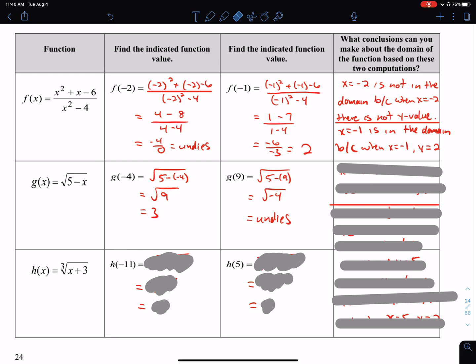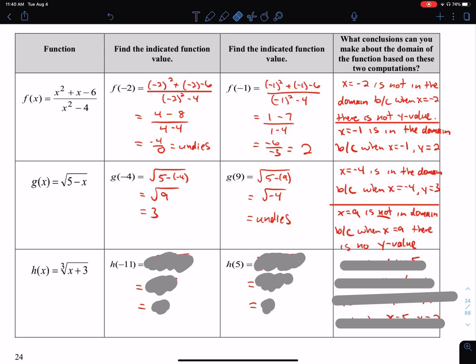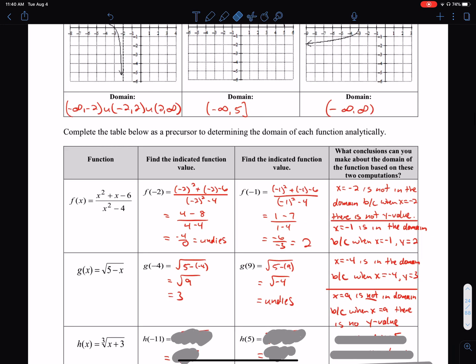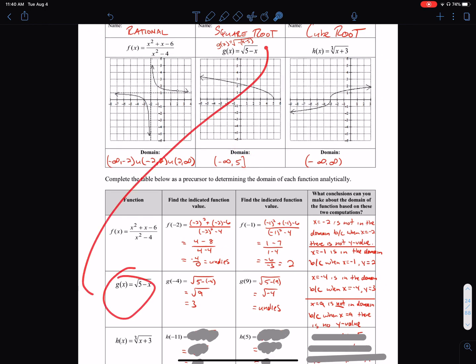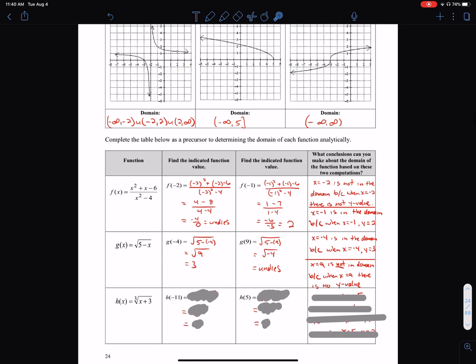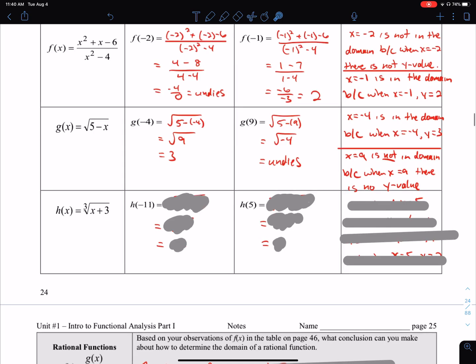What conclusions can we draw about these computations? When x is negative 4, x equals negative 4 is in the domain because when x is negative 4, y is 3. x equals 9 is not in the domain because when x equals 9, there is no y value. If you look back here, we said the domain for this function was negative infinity to 5. Keep in mind this is the same here as g of x. So we put 9 in. 9's not in the domain. We got something that was undefined. Not a coincidence. What about h of x?